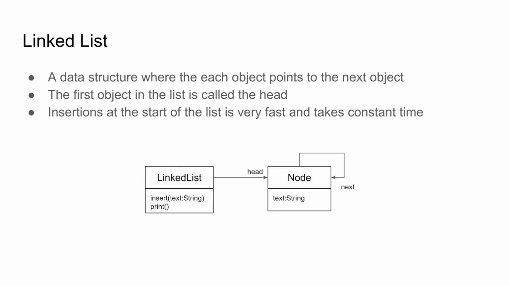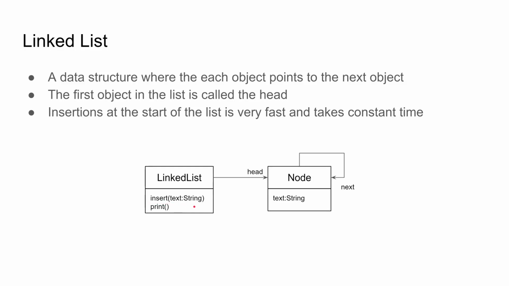So looking at the class diagram, it could look something like this. So you have the linked list class. It contains a node, and we call this node head because it's the first node in the list. Then subsequently, each node can point to the next node in this list using this association relationship here. For simplicity, we just say that the nodes contain some kind of text string, and we have two operations in the linked list.